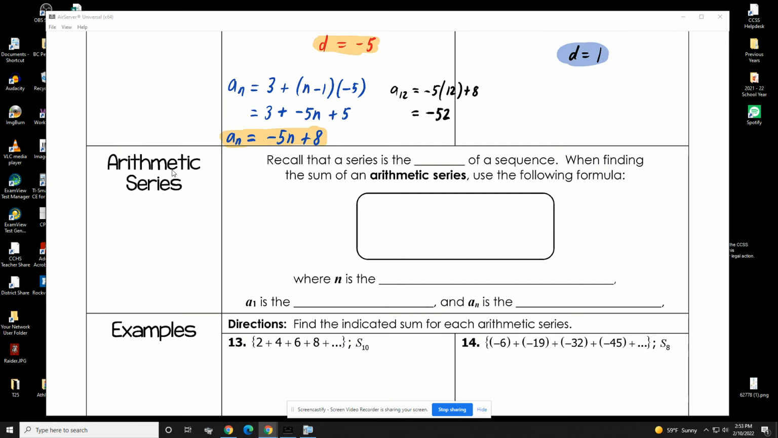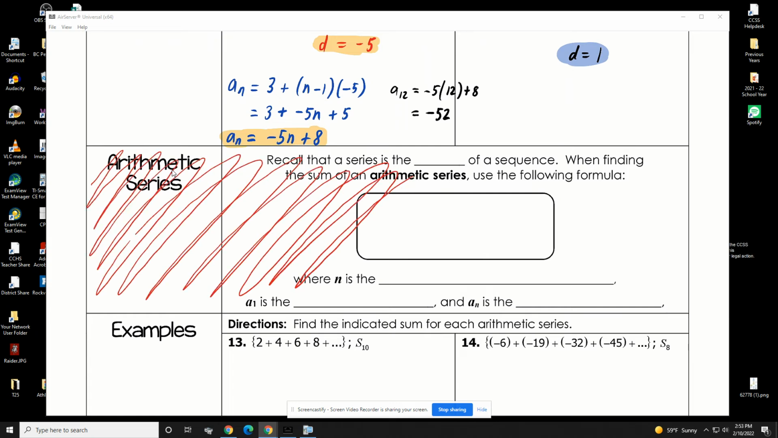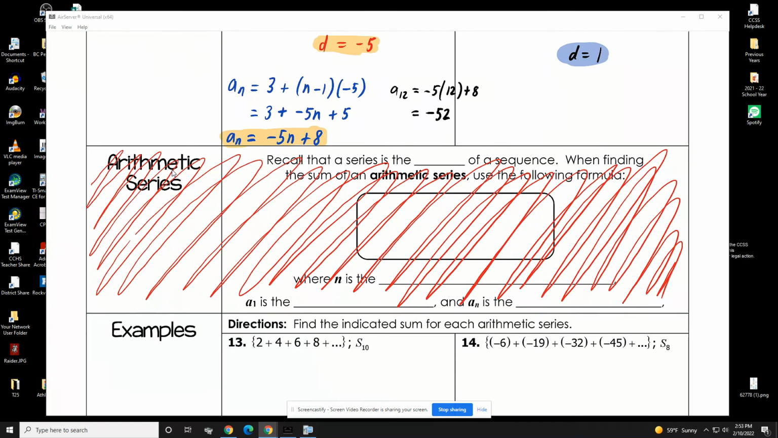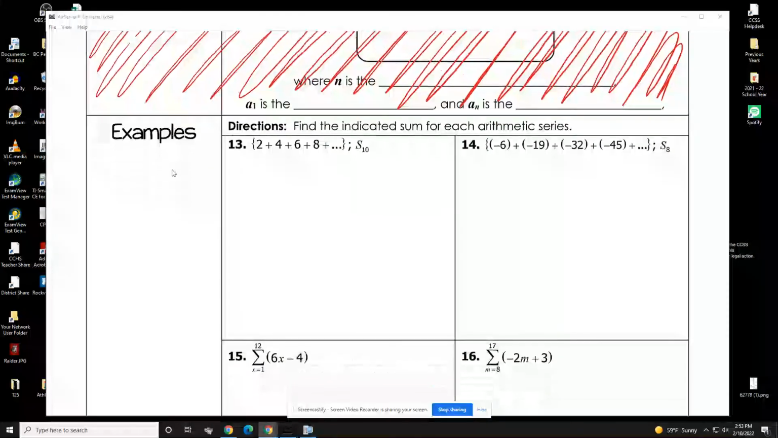I don't teach it, and I don't teach it because we've already done two things that will now allow us to do this without actually having to learn another formula. So I'm not going to teach it that way. I want to teach it this way.